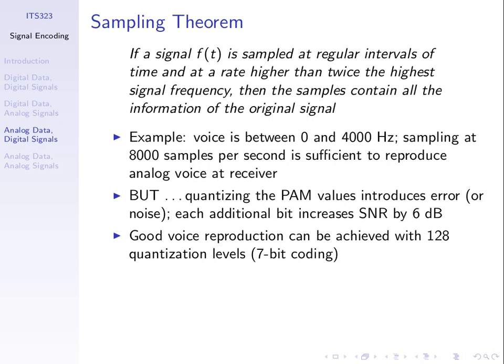44,100 times per second. And each sample with CDs is mapped to a 16-bit value. In our examples, we saw we produced 3-bit values, 4-bit values. With audio CDs, 16 bits. How many levels? 2 to the power of 16 levels, 65,000 levels. So in our example, we used 8 levels and 16 levels. In CDs, there's about 65,000 levels. So we divide the space into many different levels and map each sample to one of those levels.